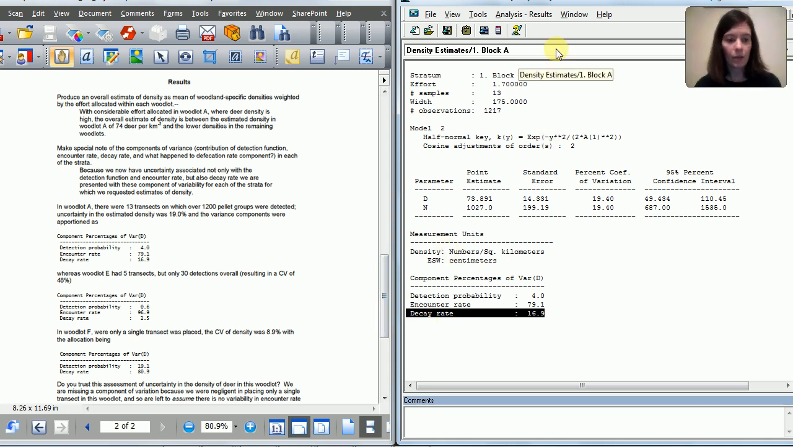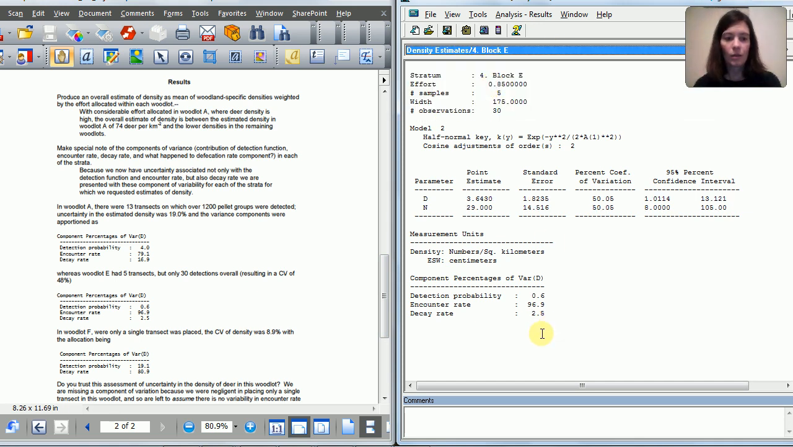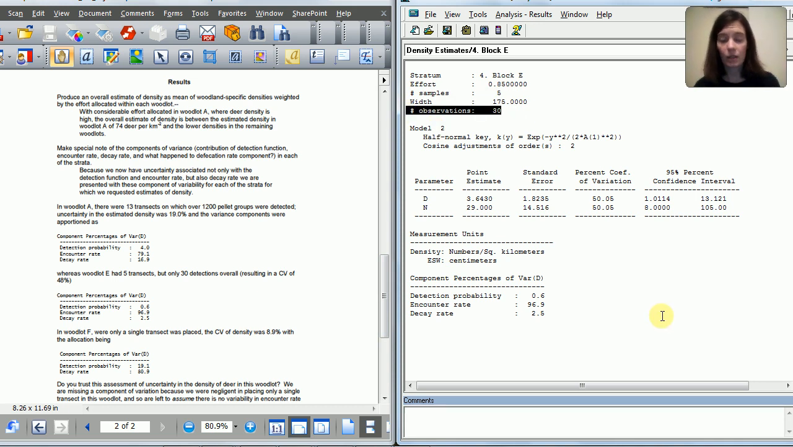If we contrast block A with another of the blocks, so let's take a look at block E, we can see that there were fewer samples here, so only 5 lines completed, and fewer observations, just 30 observations. So now we can see that the detection probability has a much lower contribution to the overall variance for this block, and that encounter rate is forming nearly 97% of the uncertainty associated with the density estimate in this block. And again, decay rate has a greater contribution than detection probability, as with block A, but also is very small compared to the encounter rate variance.